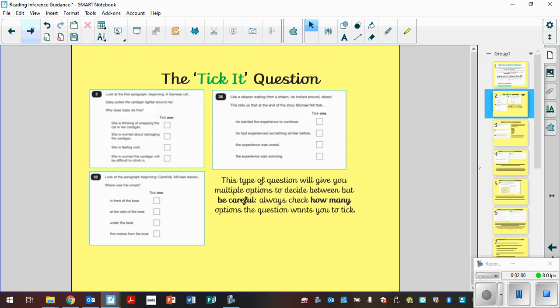So the first type of questions is the tick-type questions. Now we're used to these types of questions. It tells you something about a text you've read, it gives you some information, and then it asks you to tick one or maybe two of the boxes in terms of what you think they are trying to mean by what is actually written within the question. It says, be careful, always check how many options the question wants you to tick. So if it's asking you to tick one, you only need to tick one. If it's asking you to tick two, you need to tick two.